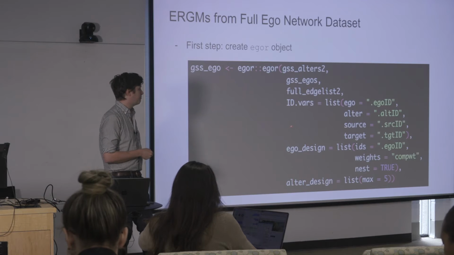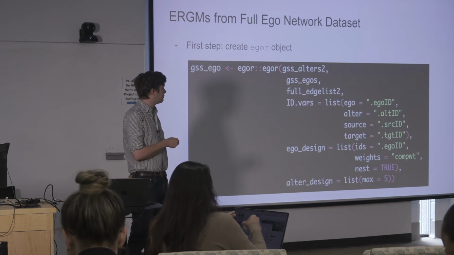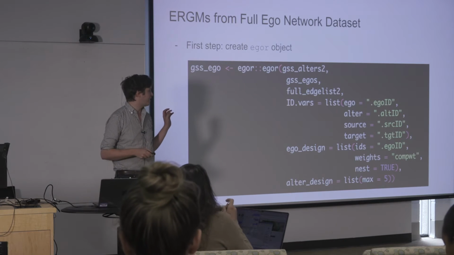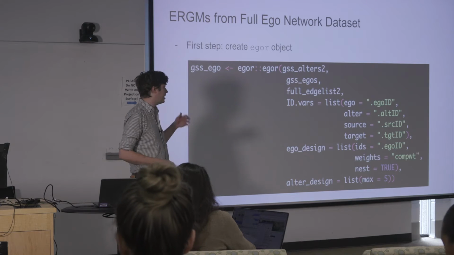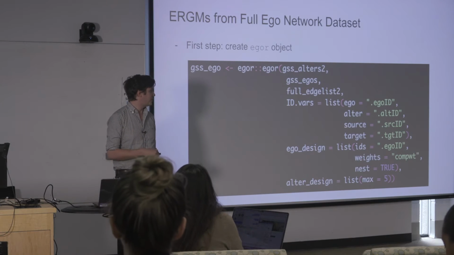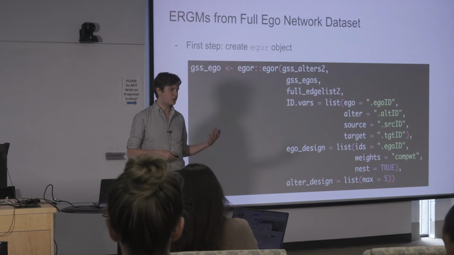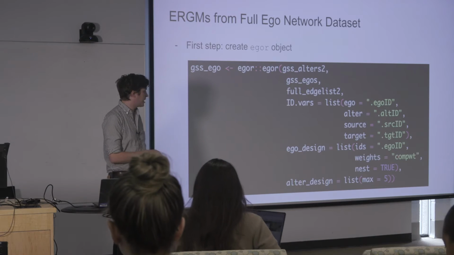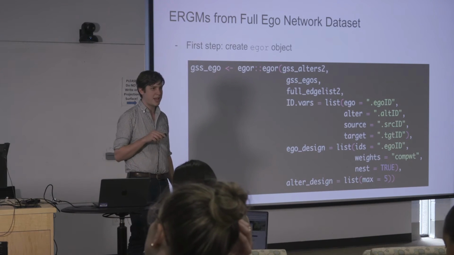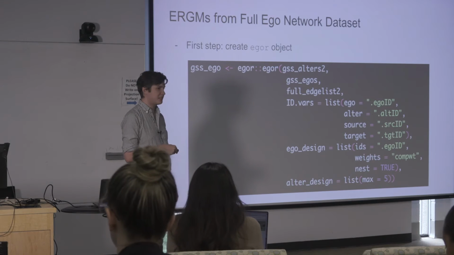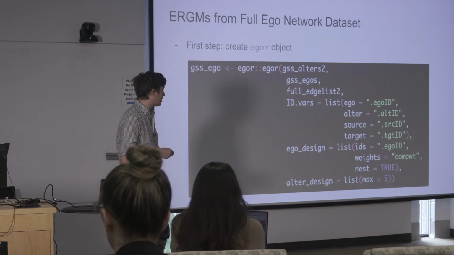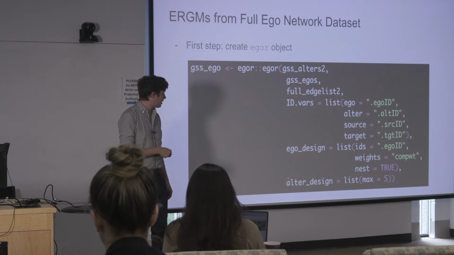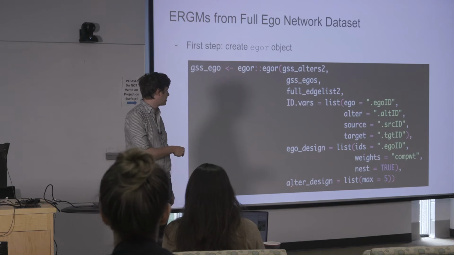And then once you feed those data frames in, you have to specify which variables are your respondent, ego's ID, and their alters' ID. Within the edge list, then, what's the source of the edge and what is the target of the edge? And then here this is ego design. If you're familiar with the survey R package, it's just a list containing the same arguments that you would use in the survey R package.